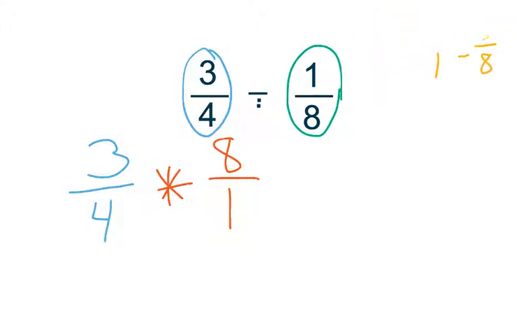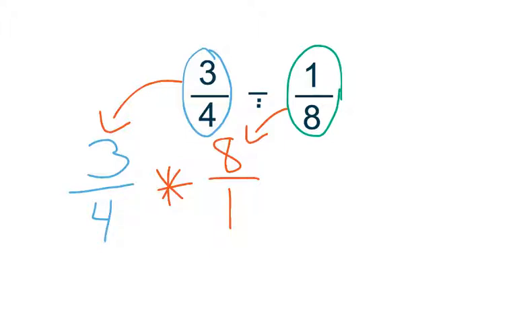But let's go back to this division problem. We've taken 3/4, we've kept that the same. We've taken our 1/8 and altered it so we are multiplying by the reciprocal. Now, as you know from my class, I like to simplify if I can, even before I multiply.